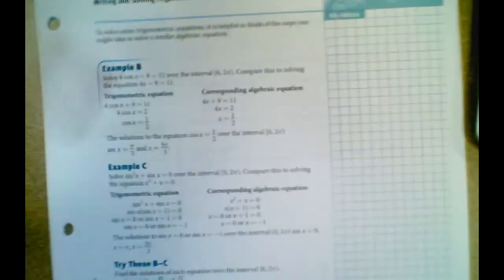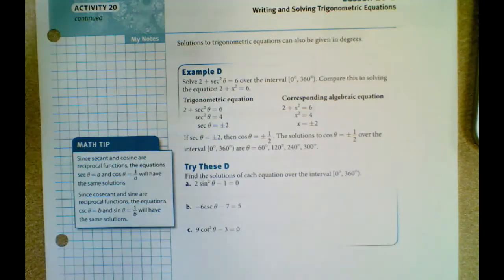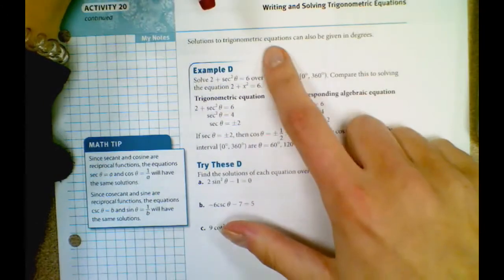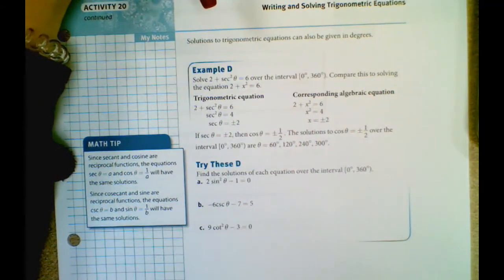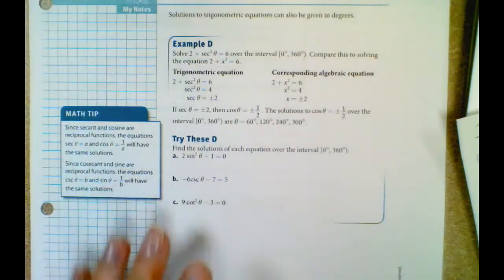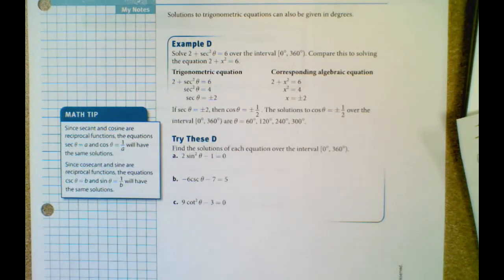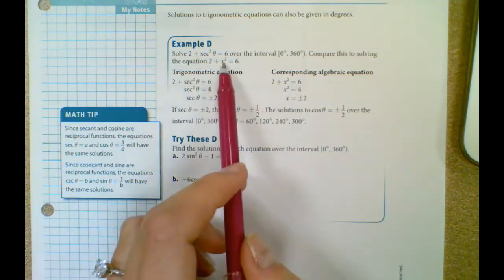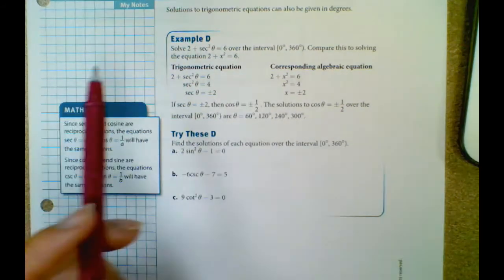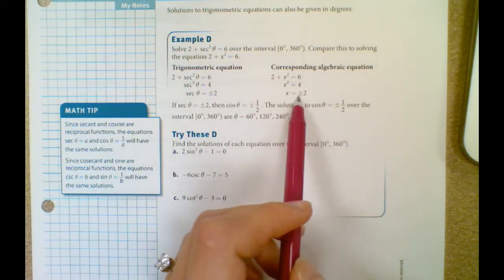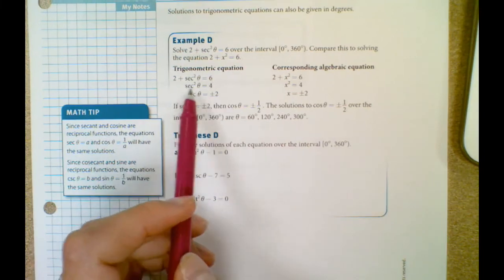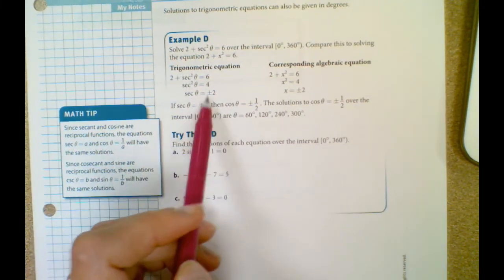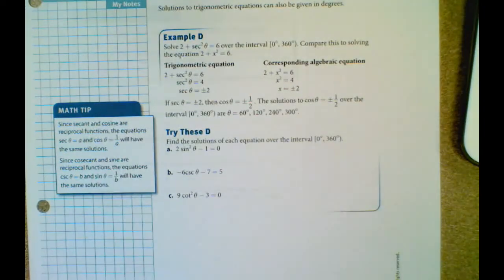All right, on to the next page. Solutions to trig equations can also be given in degrees. So in this next example, it says solve 2 plus secant squared of theta equals 6 over the interval from 0 to 360. Compare this to solving the equation 2 plus x squared equals 6. You would subtract 2 and then take the square root of 4. Here we would subtract 2 and then take the square root, and then we would just have to find that angle measurement where that happens, right?